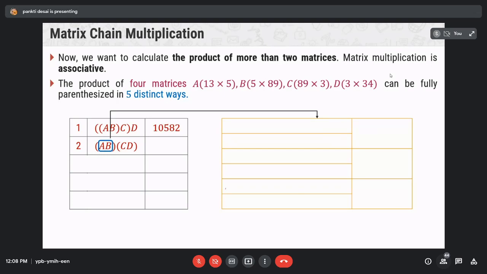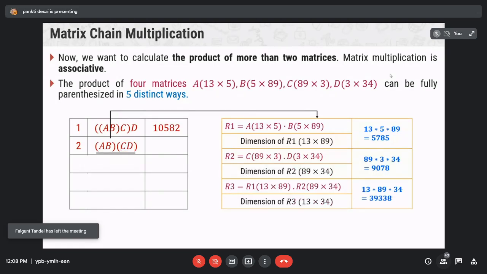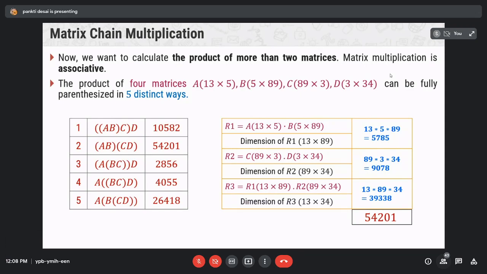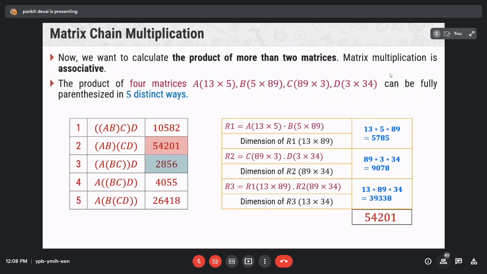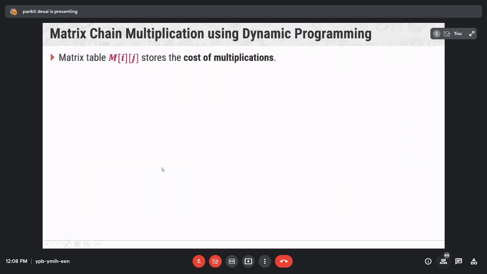In the same way, you can parenthesize these four matrices like this also. So these are the five different ways to parenthesize four matrices to perform the multiplication. Now, this second option contains the highest number of scalar multiplications, and the third option contains the lowest number of scalar multiplications. So these are different ways to perform the matrix multiplication.